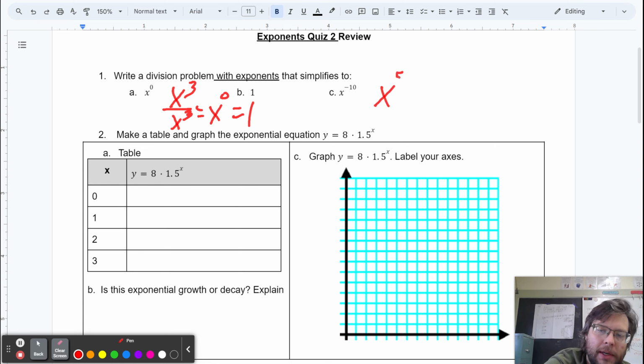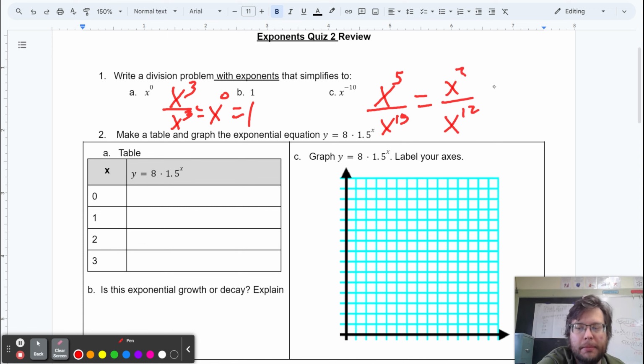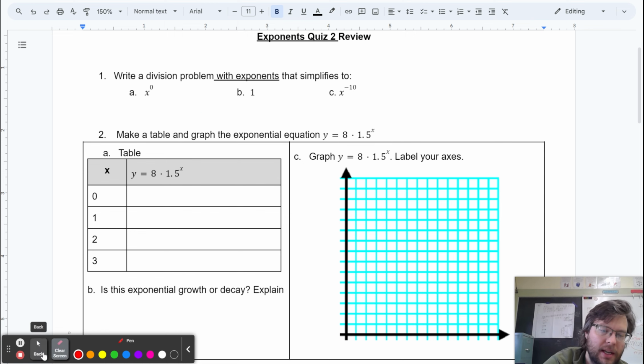If I use the top minus bottom power pattern one more time, I can just go x to the 5 divided by x to the 15th. Or I could have done x squared divided by x to the 12th. Anything that has a bottom number that's 10 bigger than the top number works to make it x to the negative 10.